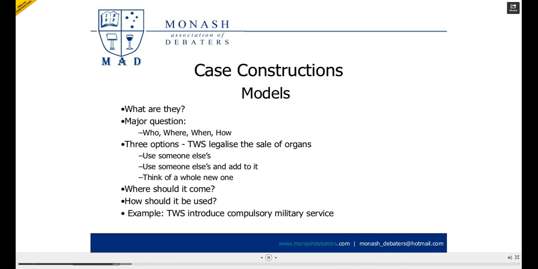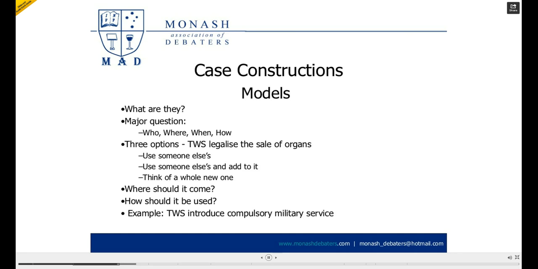But what you also do is you can remove arguments you just don't want to have to deal with. So if you know that your opposition is going to say that people from low socioeconomic backgrounds could be particularly vulnerable to selling their organs because they need money, one of the ways you can minimize that argument and minimize the amount of damage it will do to your case is by making sure the government sets a price on how much you'll pay for an organ, so that you can't be exploited, you might be lured by $10,000 for an organ while somebody else only gets $1,000, those sorts of things.